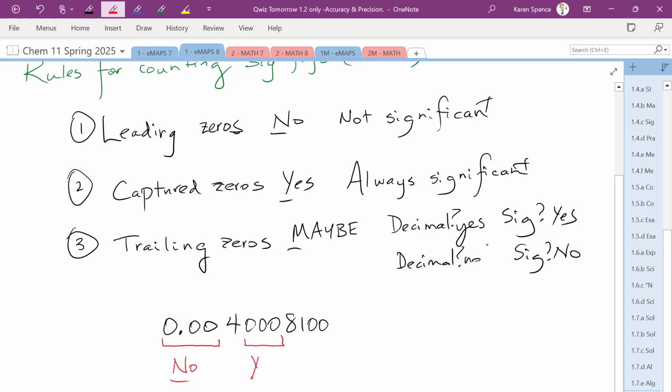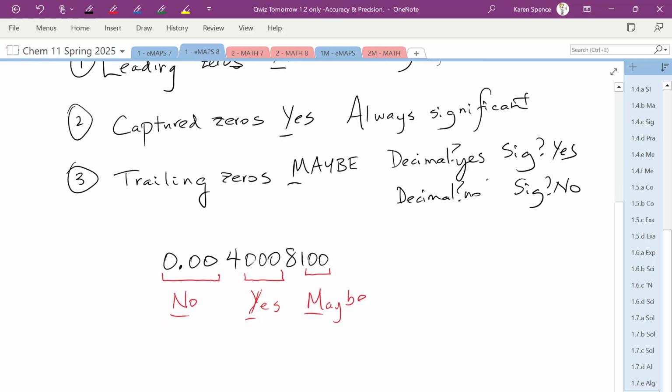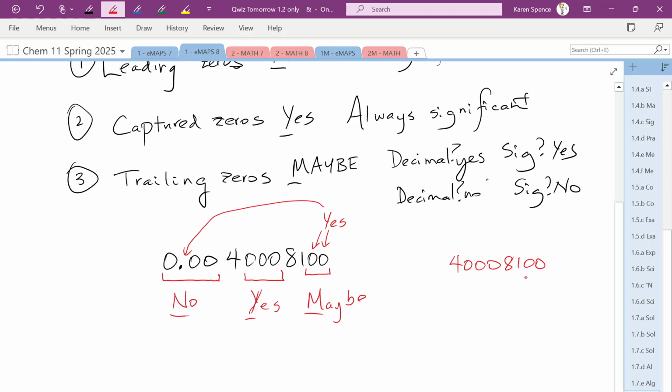Captured zeros, yes. And finally, our trailing zeros: maybe. No ones in the mnemonic device, NYM. Okay, so that's our little mnemonic device there. And so if you had just 40008100, then these two would be yes, because there is a decimal. These two would be no, because there's no decimal.